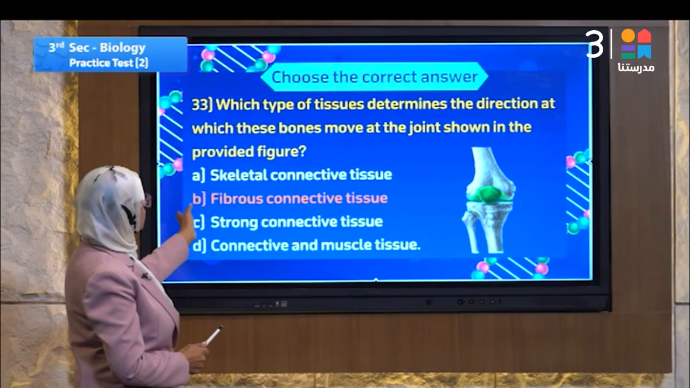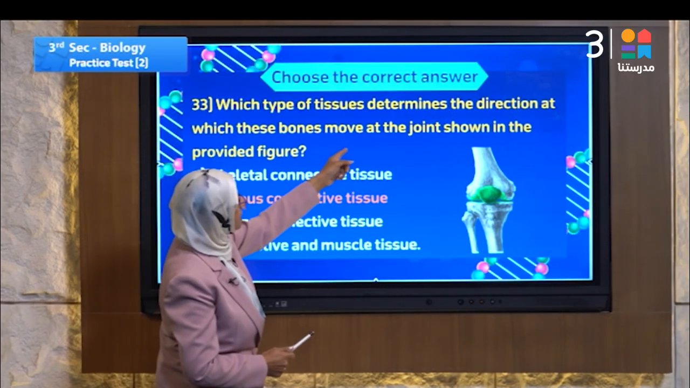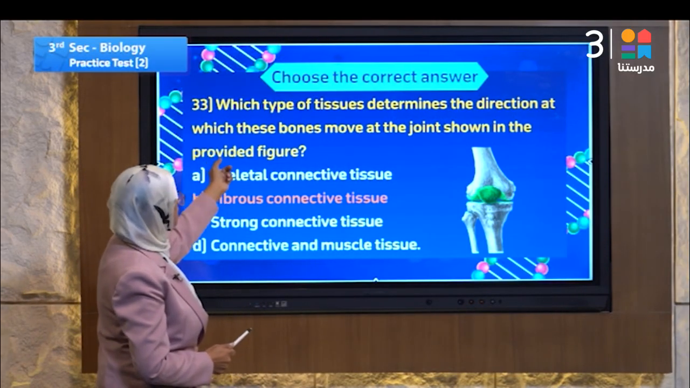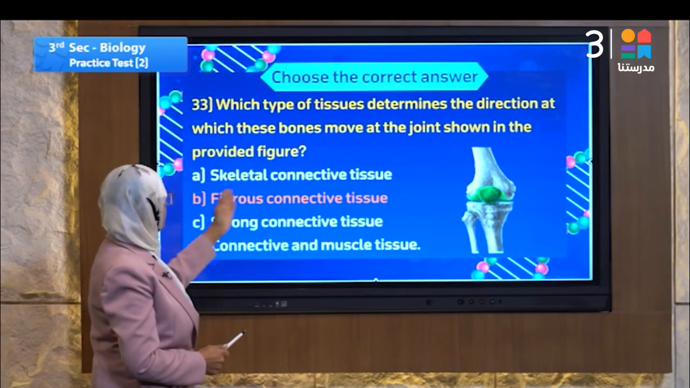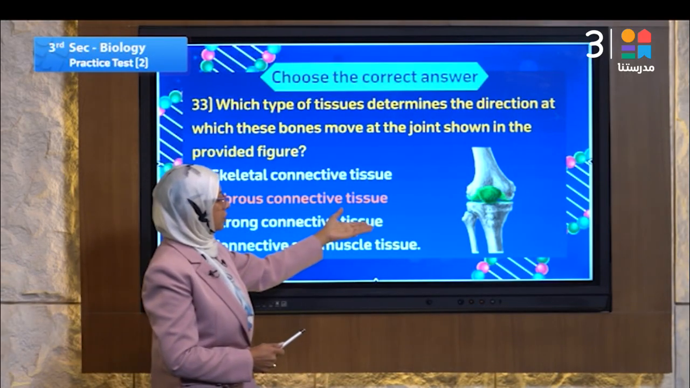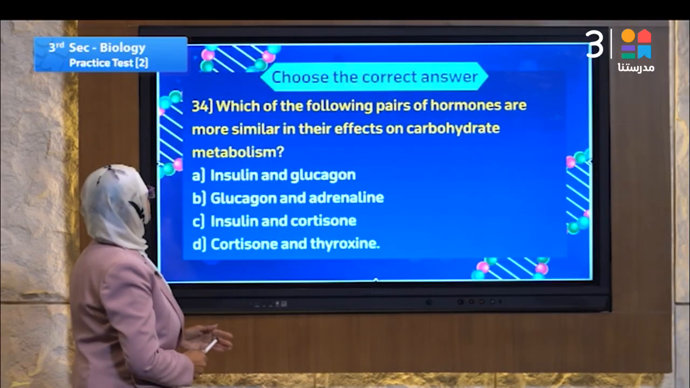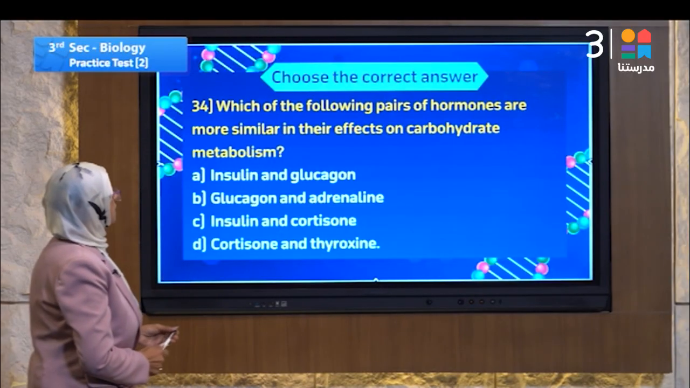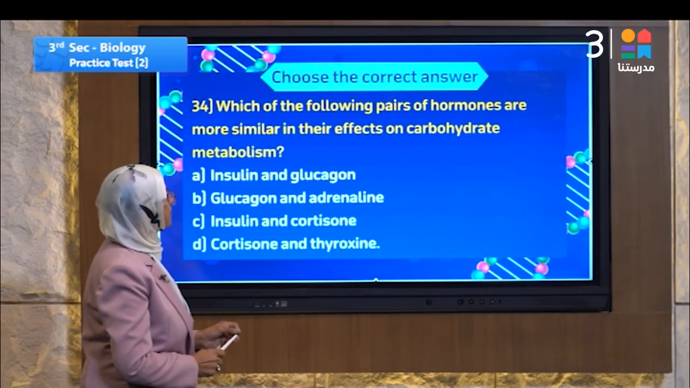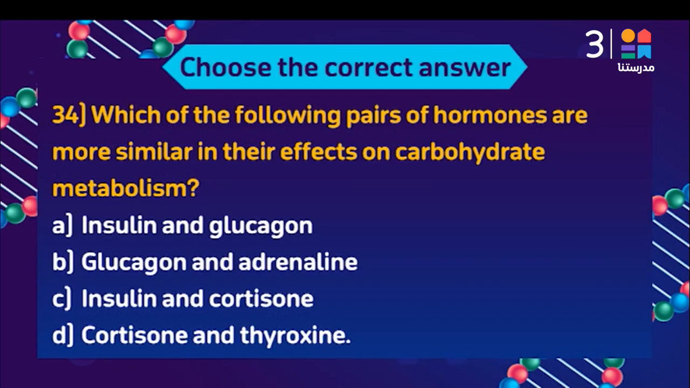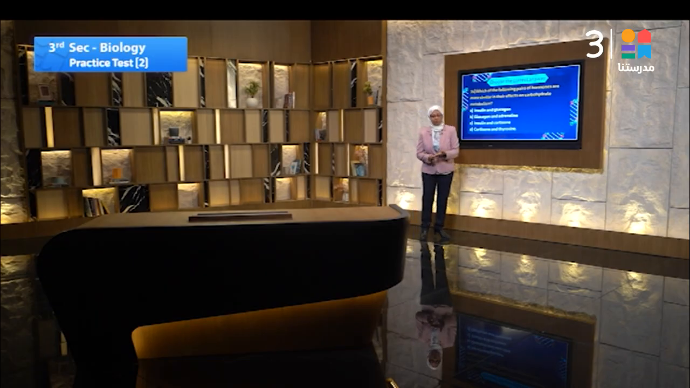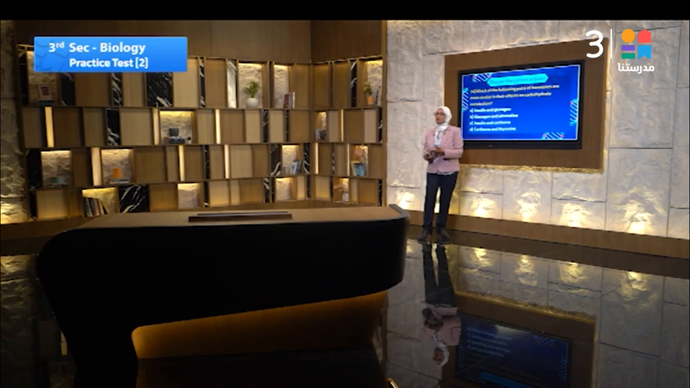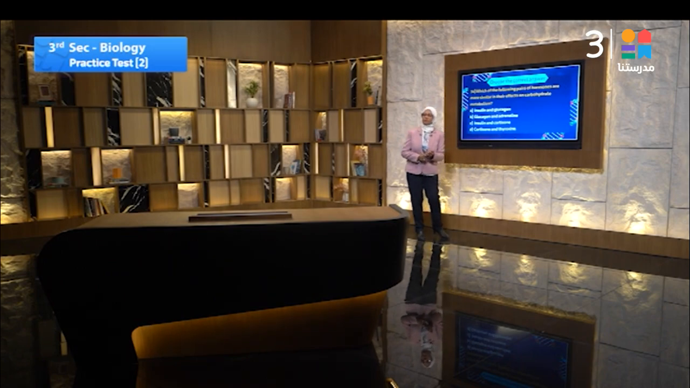That shows the direction of movement of these joints. It's fibrous connective tissue. Let's go to question number 34. Question 34 speaks about the hormones. Which of the following pairs of hormones are more similar in their effect on carbohydrate metabolism? We speak about the metabolism. Which hormones are affected in metabolism?